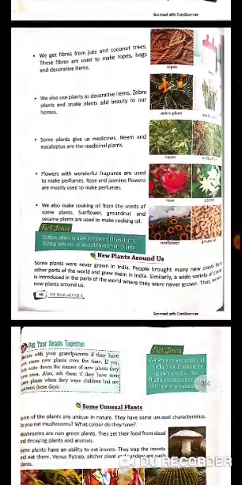We get fiber from jute and coconut trees. These fibers are used to make ropes, bags and decorative items. So we get different kinds of fibers from plants only, like jute and coconut tree, and cotton is also a kind of fiber which we get from the plant flower.